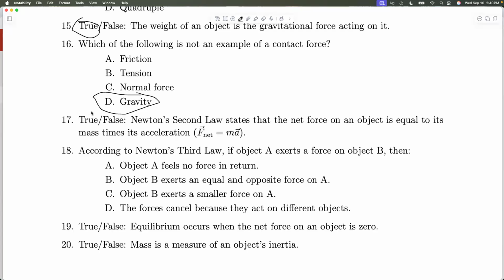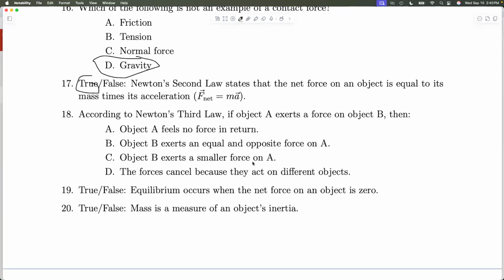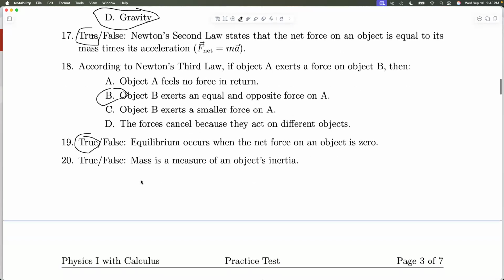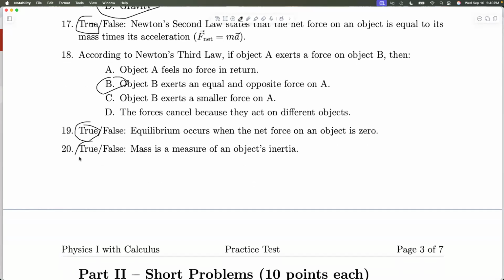That is true. That is Newton's second law. This is Newton's third law. That's what equilibrium means. And we've talked about how this is not really the best way to define inertia, but it's a measure of an object's inertia.